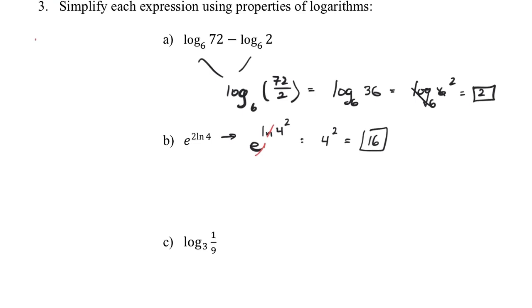For part C, we need to change the 1/9 into a base of 3. And it's 3 to the power of -2. Right here, 3 to the power of -2 is the same thing as 1/9. Now that they have matching bases, they're going to cancel out. And the answer is -2.